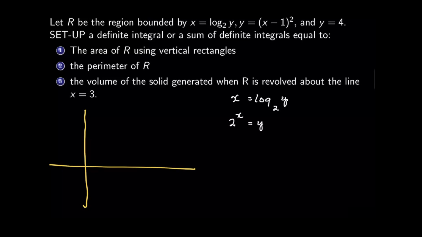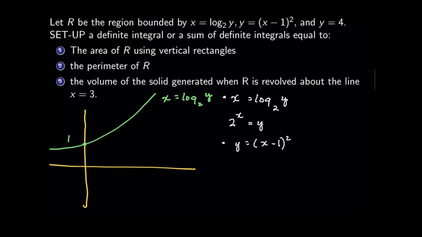What is the graph of y equals 2 to the x? That is just this one, correct? And this is the point 0, 1. Next, y equals x minus 1 squared. That is a parabola with vertex at 1, 0. And you will have a y-intercept of when x equals 0, your y is equal to 1, right?